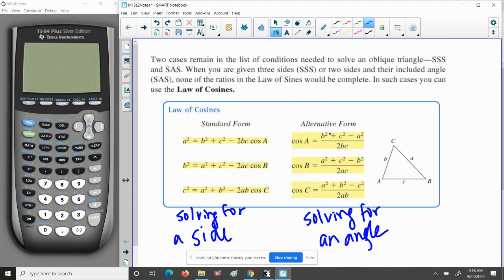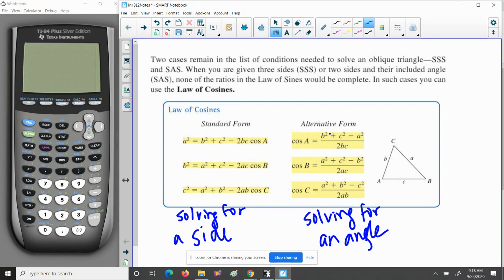which is actually pretty often. Think about what you have. If you have side, side, side, you already have all three sides and you're only solving for angles. If you have side, angle, side, then you already have two sides and only have to solve for one other side while you have to solve for two angles. So we end up using the ones on the right the most.